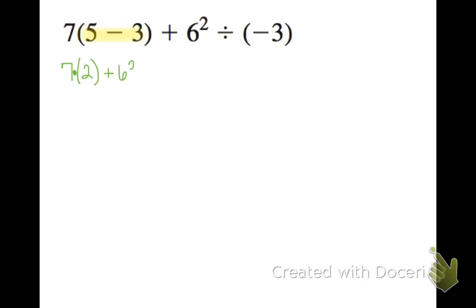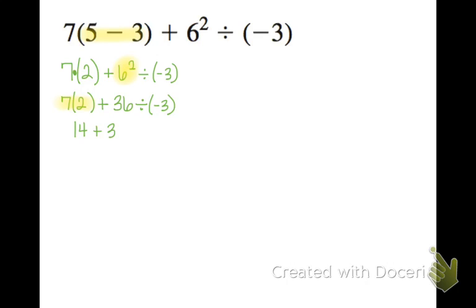plus 6 squared divided by negative 3. Now we look for exponents, and I have some right here. So we have 7 times 2 plus 6 squared, which is 36, divided by negative 3. Now we're on to multiplication and division, so we go left to right. Multiplication is first.